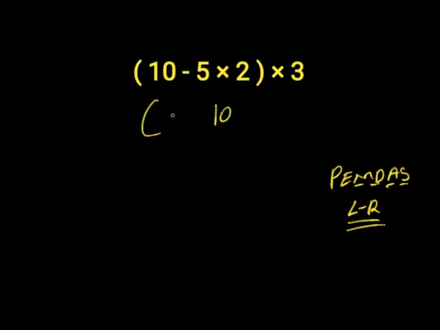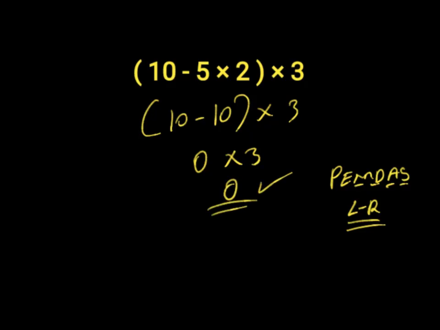Then we have 10 minus 10. Then multiply by 3. 10 minus 10 will give us 0. Then we have 0 times 3. 0 times 3 is 0. 0 is the right answer to this question.